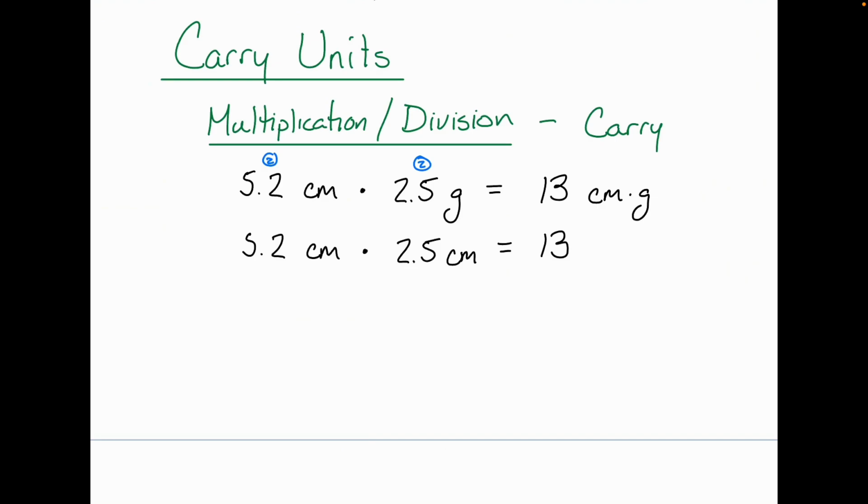Those numbers are the same, so we obviously get 13 when we punch it into our calculator again. But now my units are going to be centimeters times centimeters, which we would abbreviate as centimeters squared. But again, I'm just carrying my units. I'm combining them together.